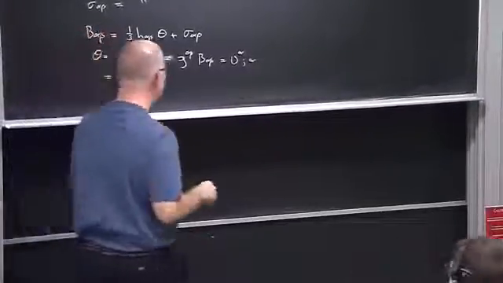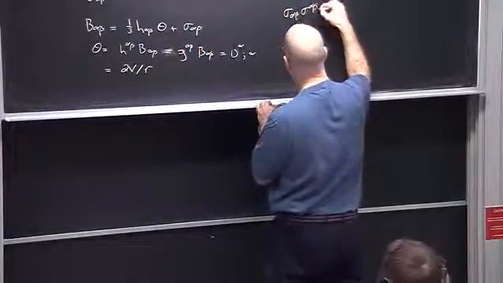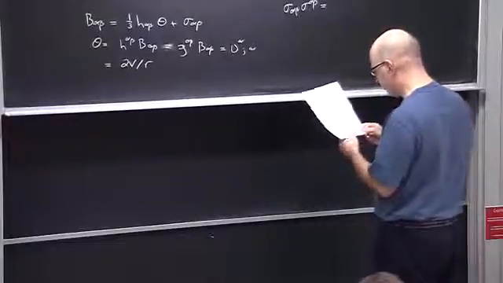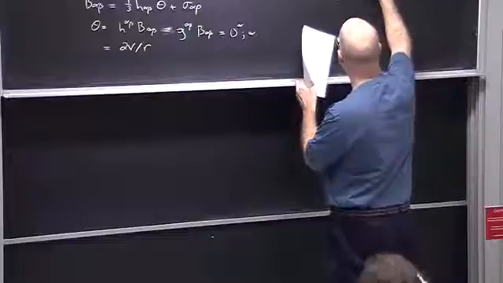The shear tensor is complicated, but the square of the shear tensor is just a scalar function, so that's actually pretty simple. You'll take my word for it. It's 2/3 v squared over r squared.